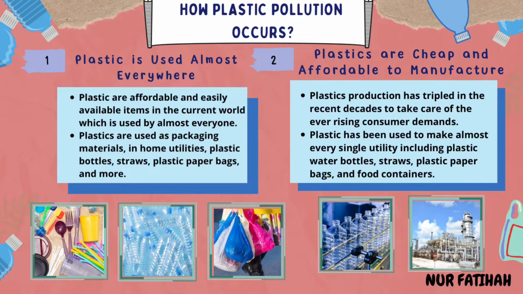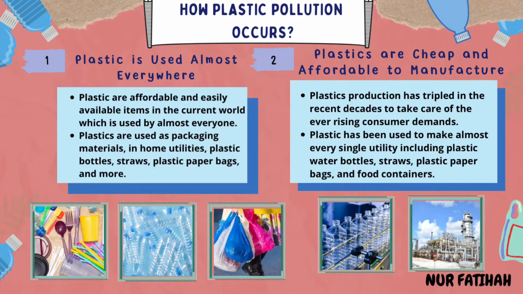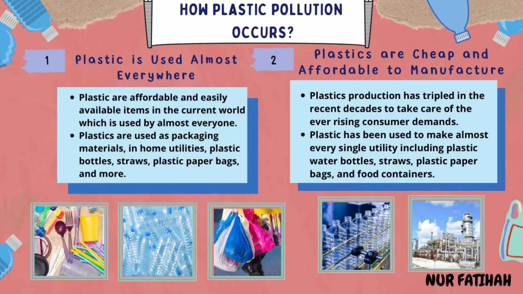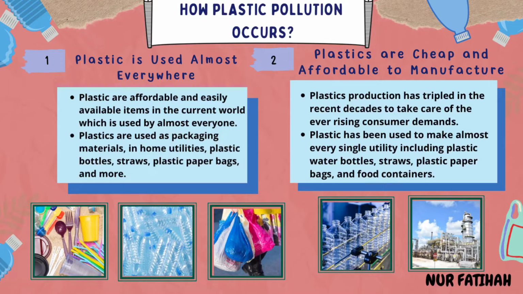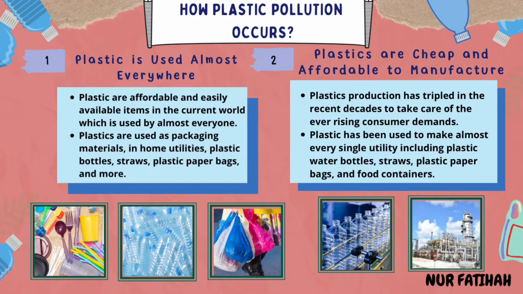Second, plastics are cheap and affordable to manufacture. Because plastics are the cheapest and most affordable material to manufacture, their production has tripled in recent decades to take care of the ever-rising consumer demands. Because of this quality, plastic has been used to make almost every single utility, including plastic water bottles, straws, plastic paper bags, and food containers.